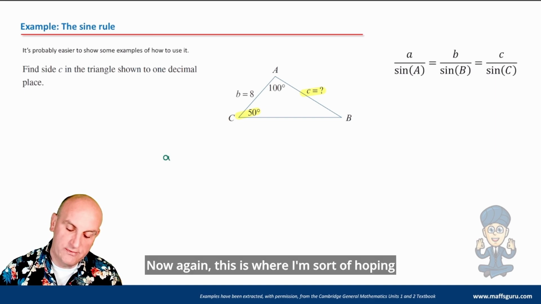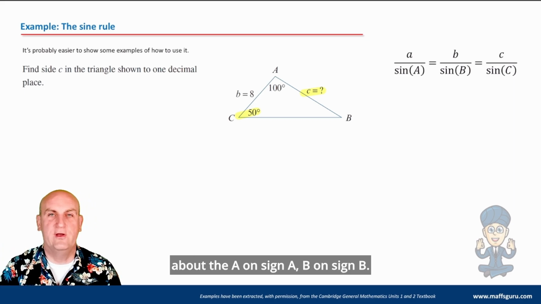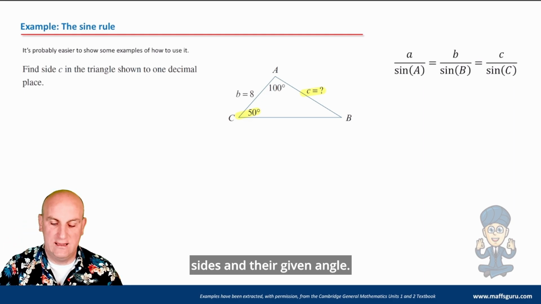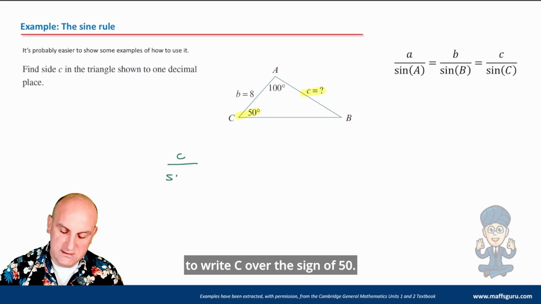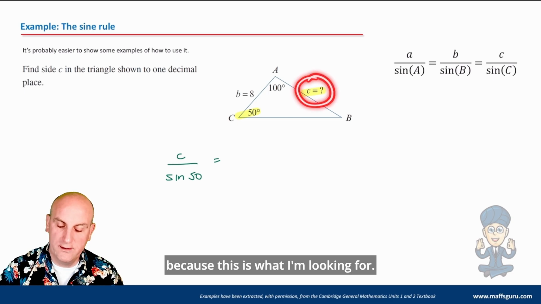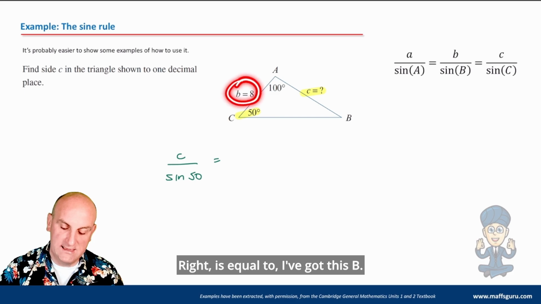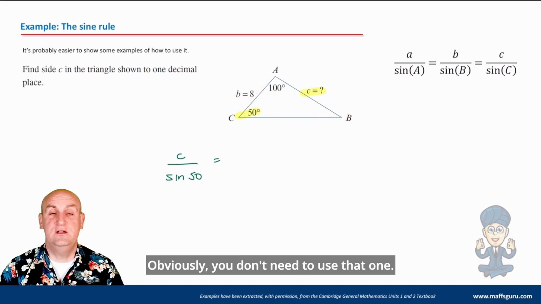over sine A. Now again, this is where I'm hoping you guys will understand that I'm not really bothered about the a on sine A, b on sine B. I'm just linking up opposite sides and their given angle. So in this situation, I'm going to write c over the sine of 50. The reason I'm going to write that is because this is what I'm looking for, and those two link together. Right, is equal to, I've got this b. Oh, I don't have that angle. Oh, that's okay. I obviously don't need to use that one.